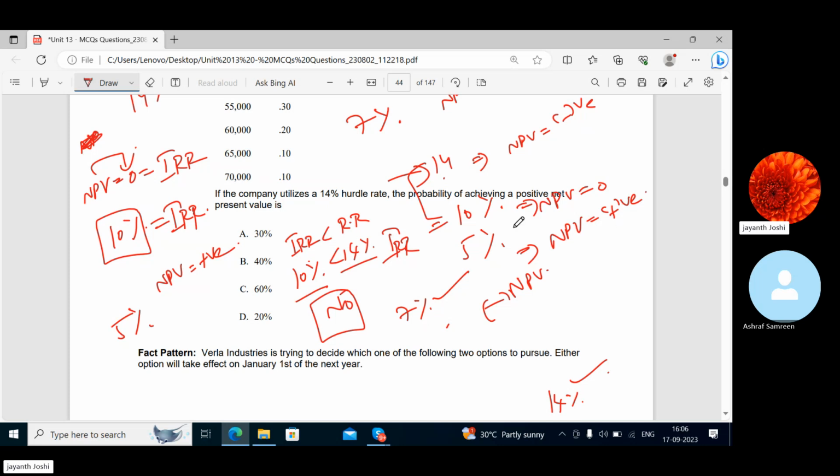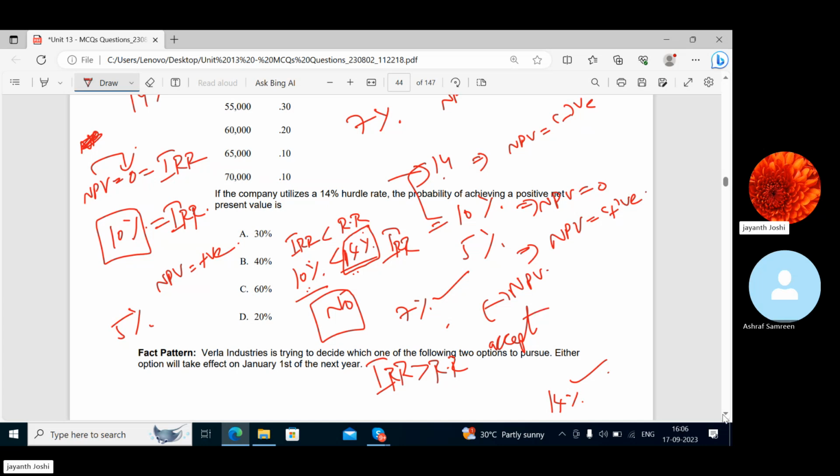Just the example I'm showing you: 10% is your IRR and your required rate of return is 14%. If your IRR is less than the required rate of return, will you take the project? No. Why? Because you'll get a negative NPV. You will not be able to break even. But if your IRR is more than the required rate of return, you can accept the project. In this case our IRR is less than the required rate of return, so we will reject the project. Understood now? Shall we go forward?